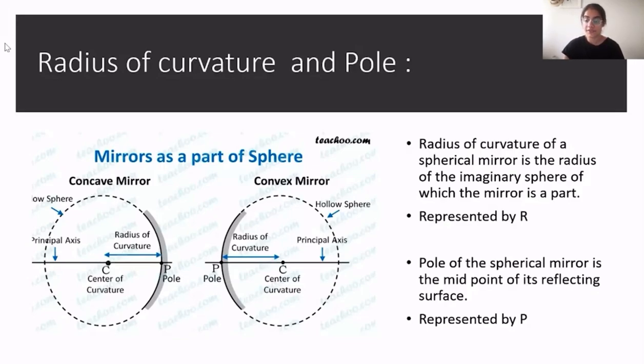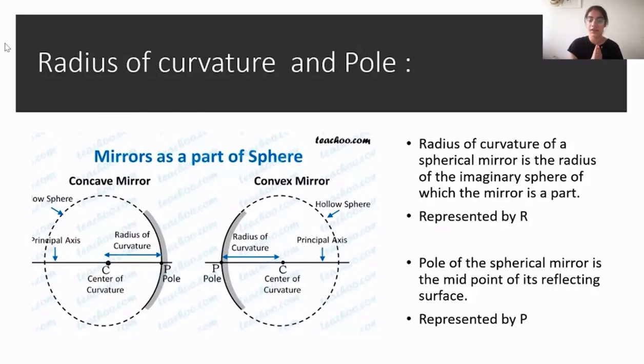Now, the pole of a spherical mirror is the midpoint of the reflecting surface. A part that was cut off from the reflecting sphere forms a spherical mirror. The midpoint of that spherical mirror, the point that divides it into two equal halves, is not of the entire reflecting sphere, only of the part which forms the mirror.